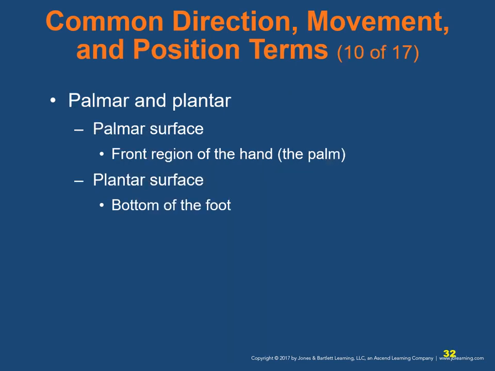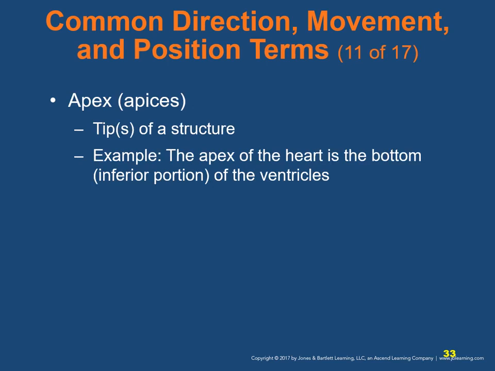The front region of the hand is referred to as the palm or palmar surface. The bottom of the foot is referred to as the plantar surface. The apex, or plural apices, is the tip of a structure. For example, the apex of the heart is the bottom or the inferior portion of the ventricles in the left side of the chest.